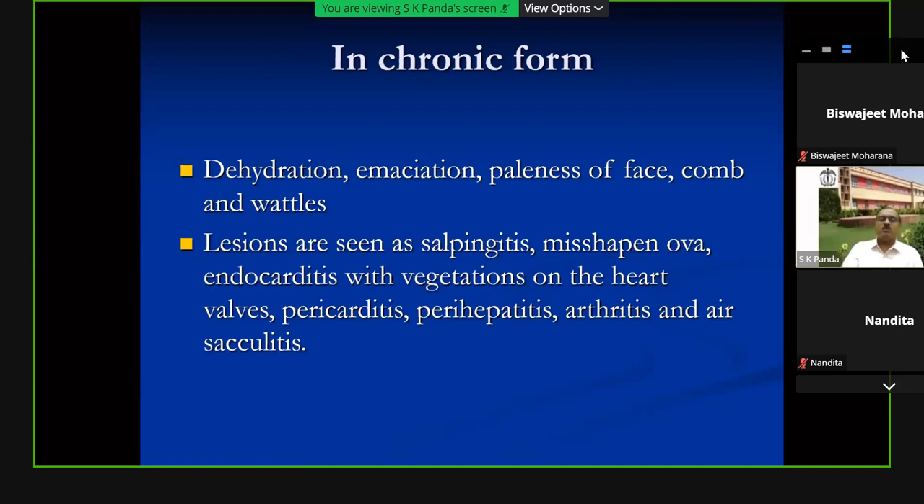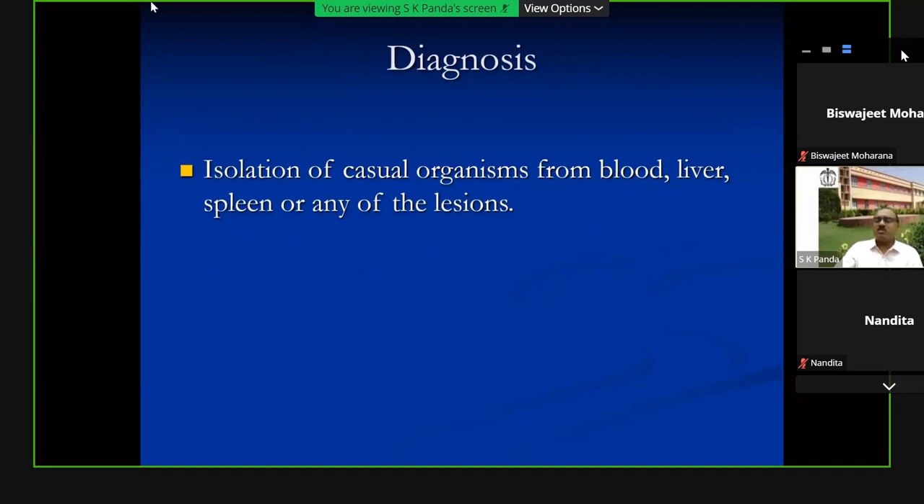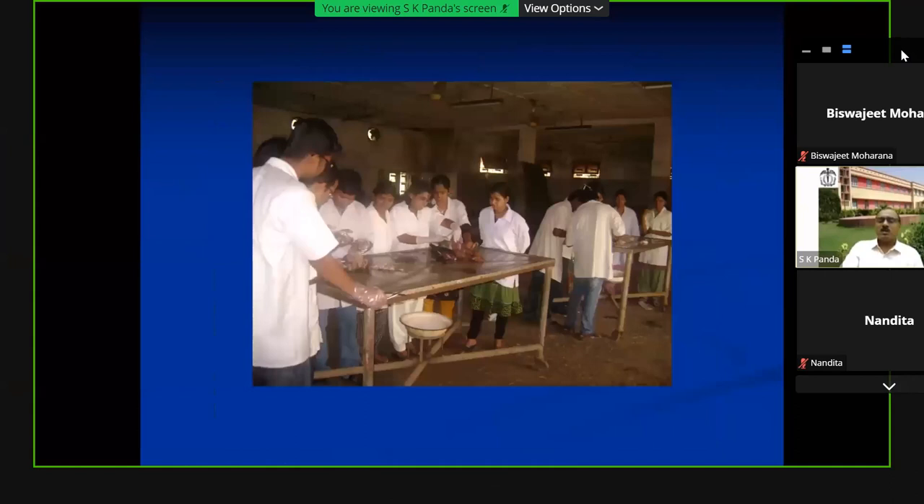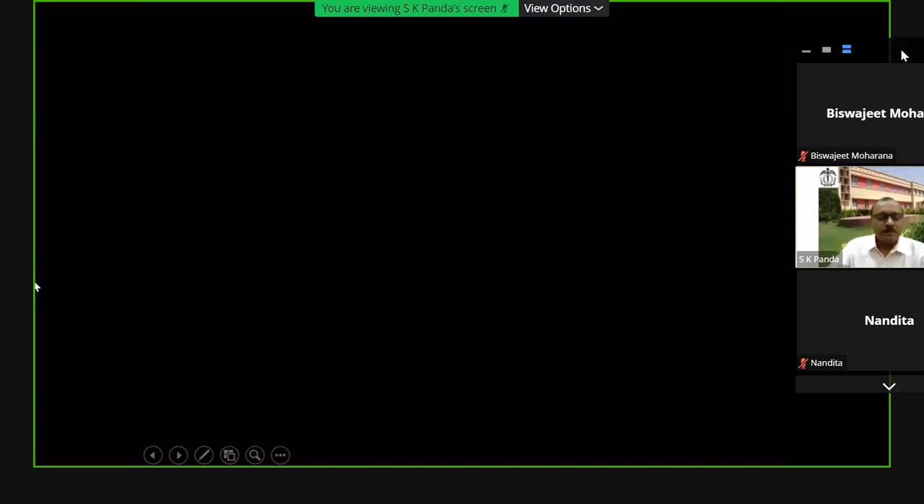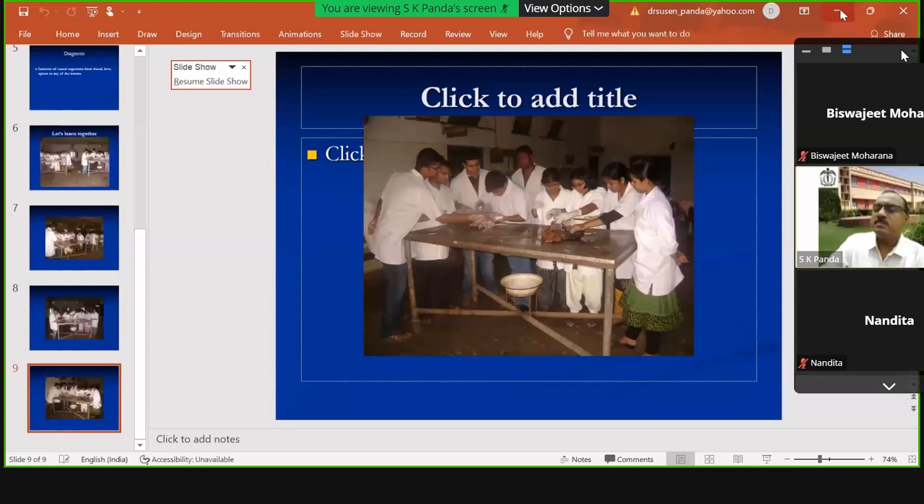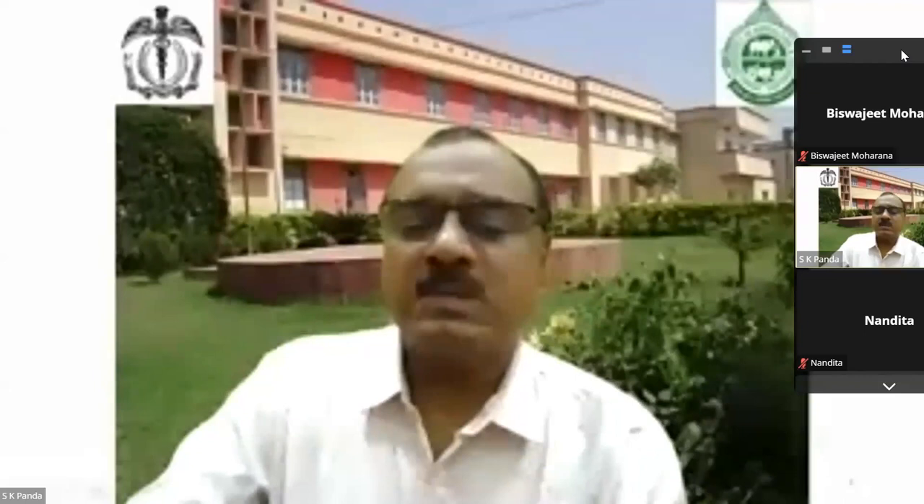So you can isolate the causal organism de novo, from blood, from liver, or spleen, and demonstrate the bacteria. So in this way, almost all the bacterial diseases we have covered.